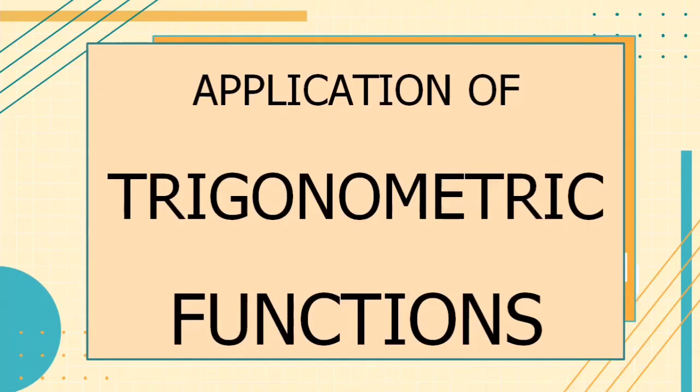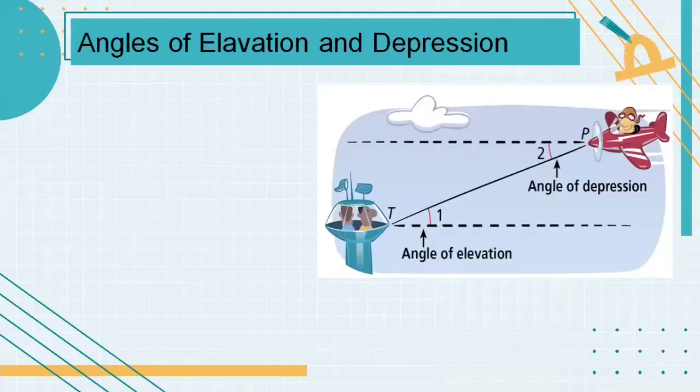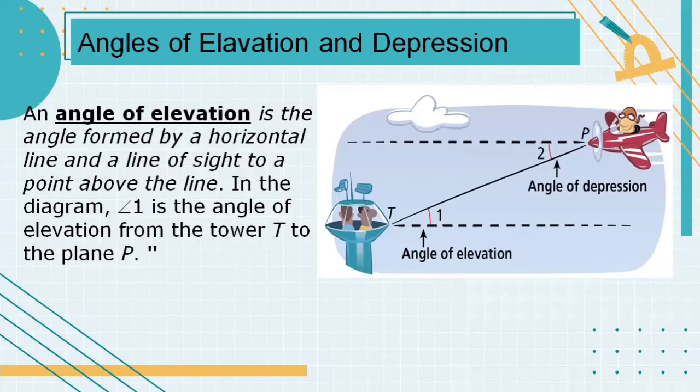Let's go to the application of trigonometric functions. We are applying our trigonometric functions in getting the angles of elevation and depression. So let's define first the angle of elevation. An angle of elevation is the angle formed by a horizontal line and the line of sight to a point above the line. Angle 1, which is formed by this horizontal line and this line here, is the angle of elevation from the tower T to the plane P.